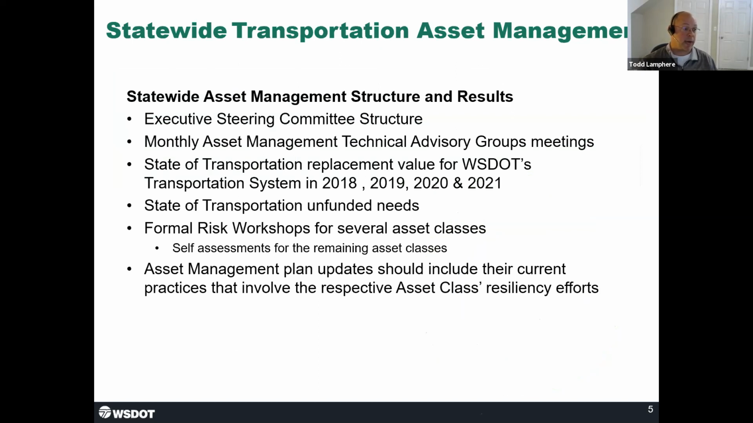And for the risk perspective, several formal workshops were held, but most have done self-assessments on risk. And asset management plans in any future updates, and that's where we're shifting into resiliency for this discussion, should include practices that involve what their class resiliency effort is. And I'll talk about that just for a moment here. We're not asking for anything significant. It's actually just a section where we've provided some questions in the risk chapter. And it's just a section that asks, what are you doing? Because it varies when you have 21 plans, it varies.